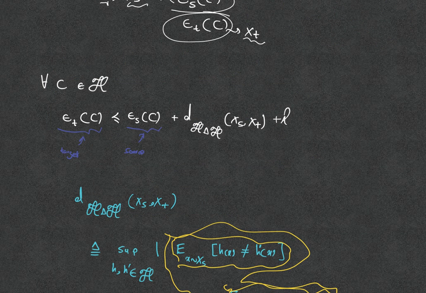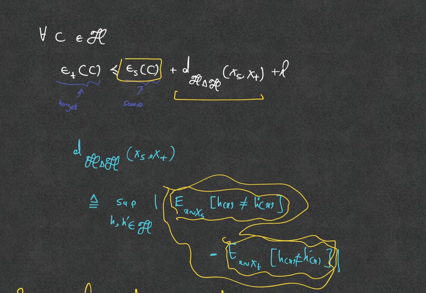So going back to this definition again, what this says is that the generalization error of classifier C on the target domain is less than or equal to the generalization error on the source domain, plus this distance-based measure, plus the error of the ideal joint hypothesis. Noting that this part has to do with the feature distribution divergence between the source and target feature distributions.